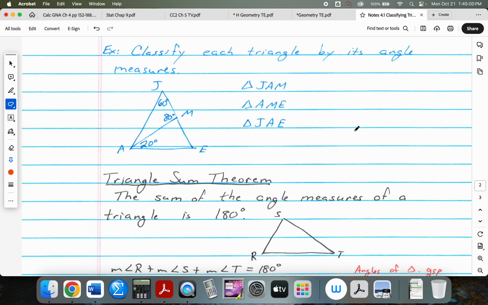All right, well, now let's classify these triangles by their angle measures. So triangle JAM, we've got this angle 60, this angle's 80, and this one's pretty obviously acute, right? So all three angles are acute, so this is an acute triangle.